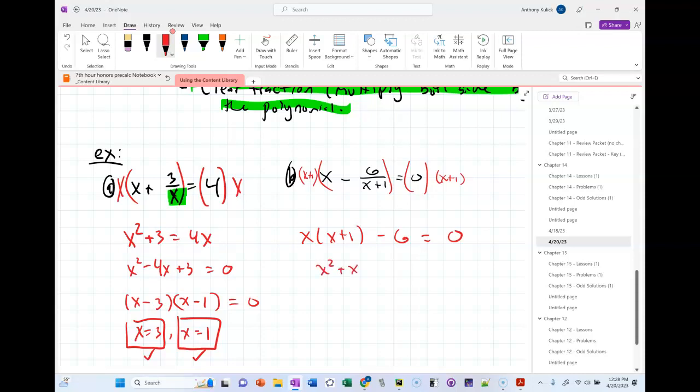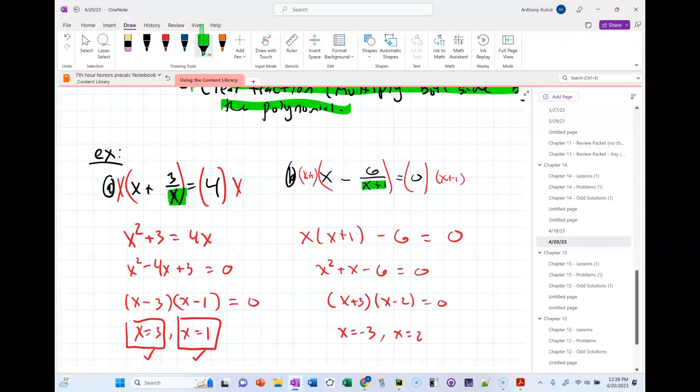So x squared plus x minus 6 equals 0. Again, I'm left with a quadratic. To solve this, I could either factor or use the quadratic formula. I choose to factor because it's really pretty fast and easy. So I get negative 3 and positive 2.